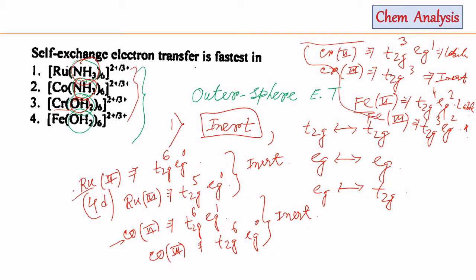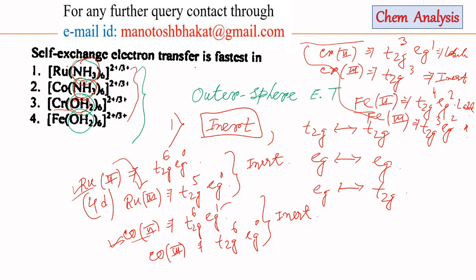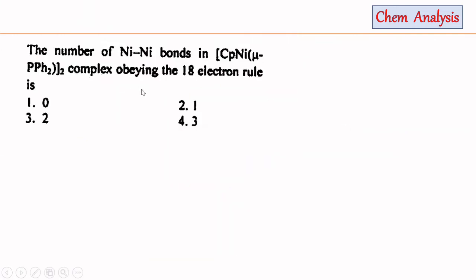Now between ruthenium and cobalt, in the case of ruthenium, the electron transfer from ruthenium 2 to ruthenium 3 will occur from t2g to t2g. But in the case of cobalt, the electron transfer will occur from eg to eg. As I have told previously, t2g to t2g electron transfer is faster than eg to eg or eg to t2g. So in the case of the ruthenium complex, the electron transfer will be fastest. Is it okay? If you have any questions, you can ask me in the comment section. It is a very easy question.